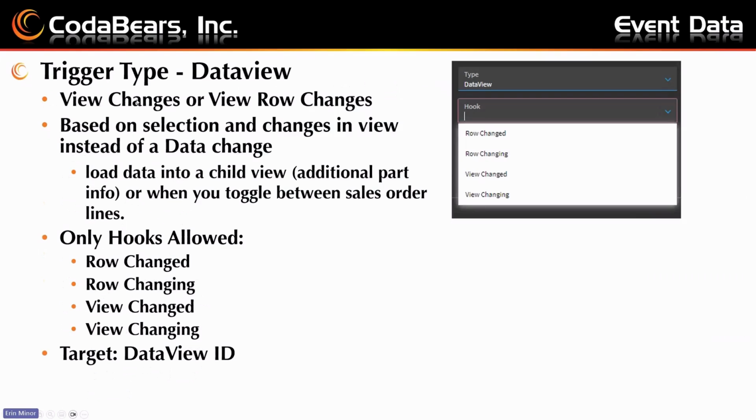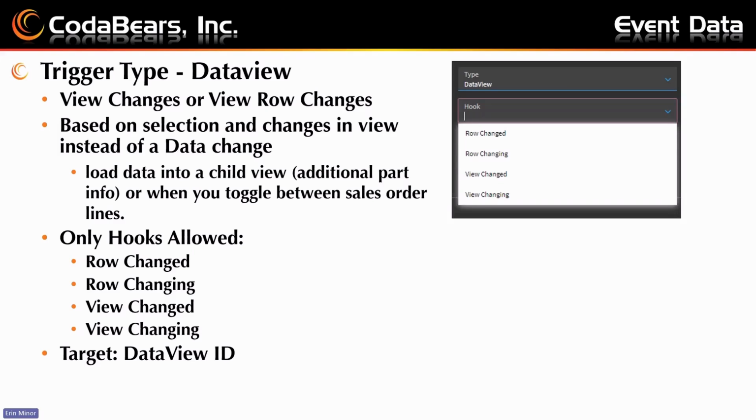So for this one, trigger type data view, you want to look for view changes or view row changes. So with the data view, you'll have these 4 different hooks: row changed, row changing, view change, view changing. Now, the row changed, row changing you will likely use.